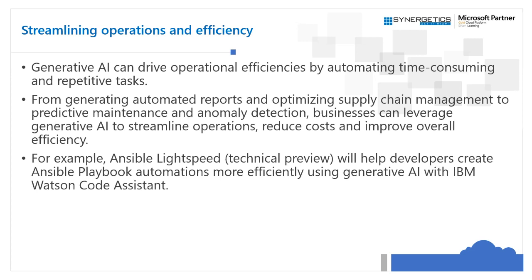So from generating automated reports and optimizing supply chain management to predictive maintenance and anomaly detection, businesses can leverage generative AI to streamline the operations, reduce cost, and improve overall efficiency. As I have mentioned, for applications like monitoring services and disaster recovery services, instead of the user manually operating these things, they can proactively act whenever the system detects anomalies or issues, with automatic invocation of the services. For example, Ansible Lightspeed will help developers create Ansible playbook automations more efficiently using generative AI with IBM Watson Code Assistant.